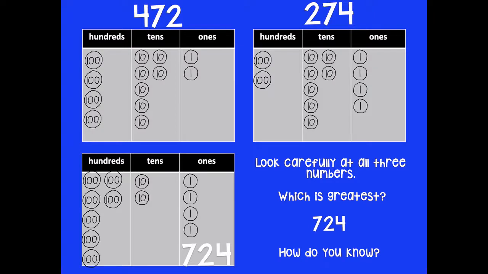All right, friends, so how do you know? How do you know that 724 is the greatest number? Right, so hundreds are the biggest unit. So if a number has 7 hundreds and the other only has 4 or 2, you know that the one with the 7 has to be the greatest. But remember that you're starting with the greatest unit first, which is hundreds. Okay, so that's how you can compare. We don't want to start comparing with the ones. You have to start comparing with the largest or biggest unit. Okay, so awesome job with that one.